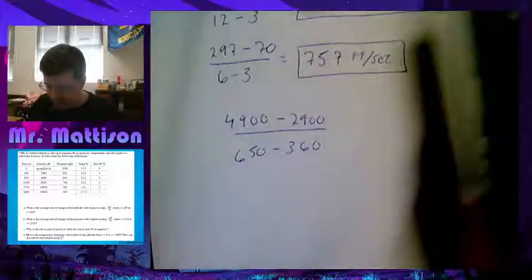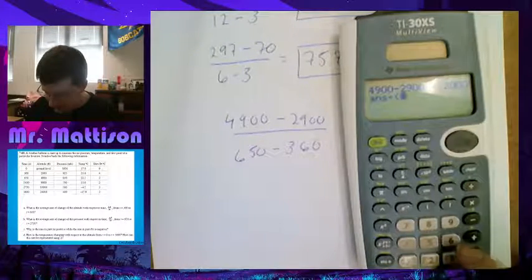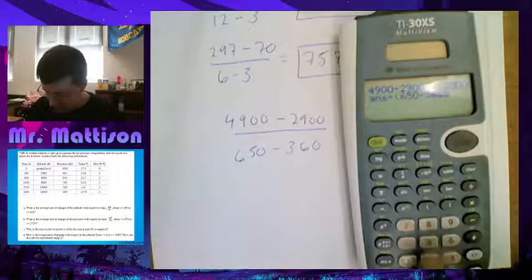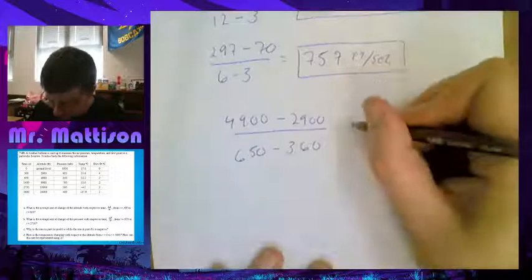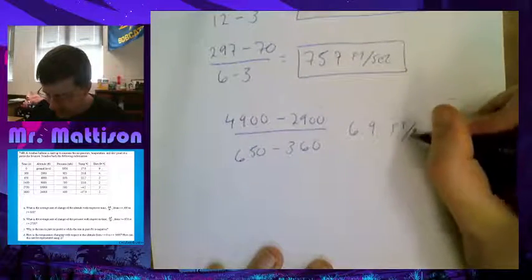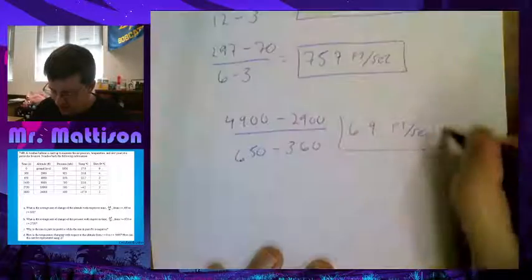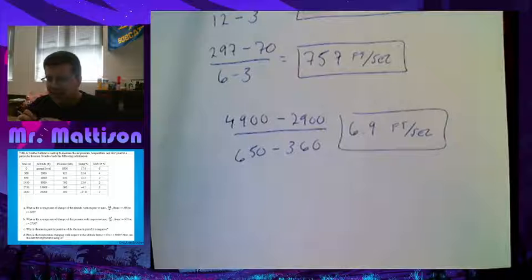So doing that one out, 4900 minus 2900, divide that by 650 minus 360, and we get 6.9, we'll call it. And that is feet per second, or the units which they're using there. So that's my average change in that time period.